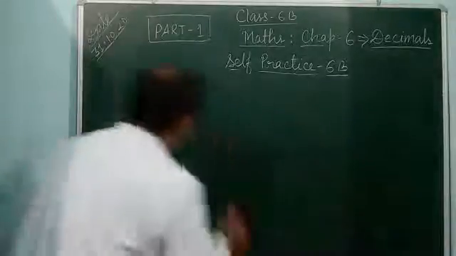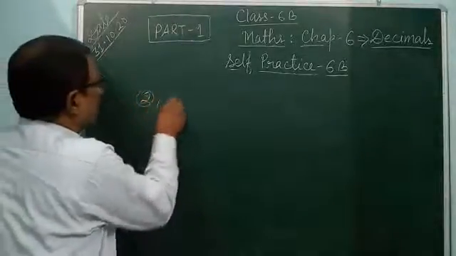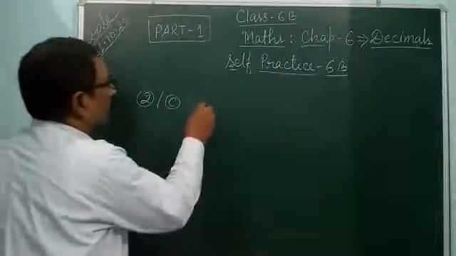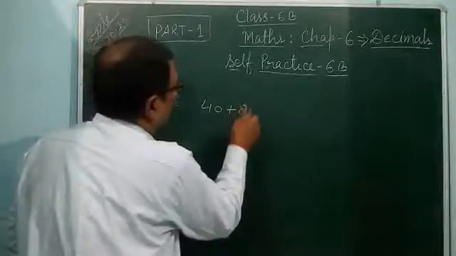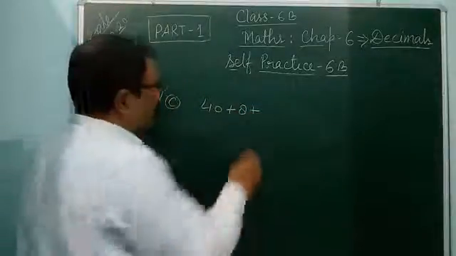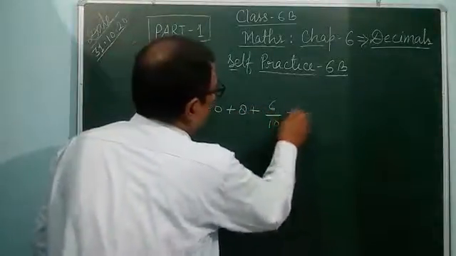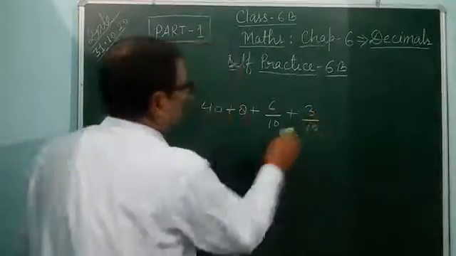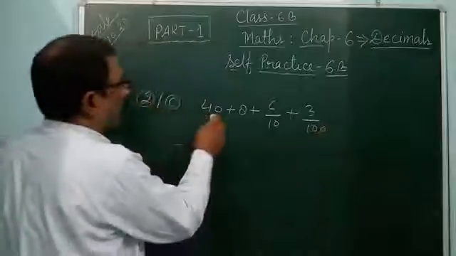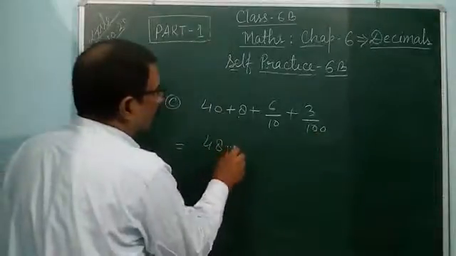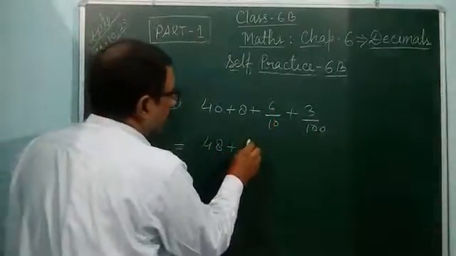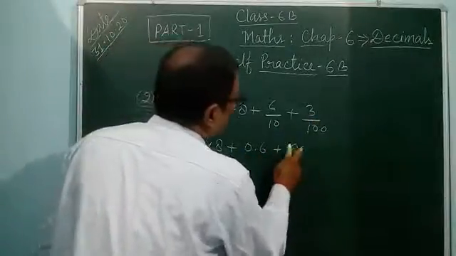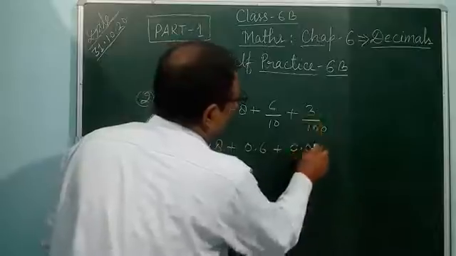Second, C. You can see 40 plus 8 plus 6 by 10 plus 3 by 100. So 40 plus 8 means 48, 6 by 10 means 0.6, and 3 by 100 you can write as 0.03.